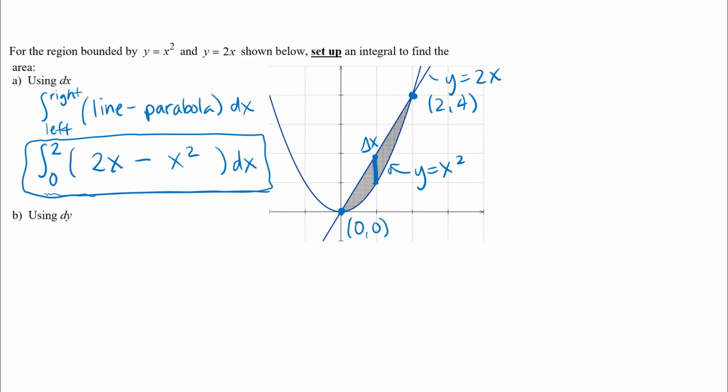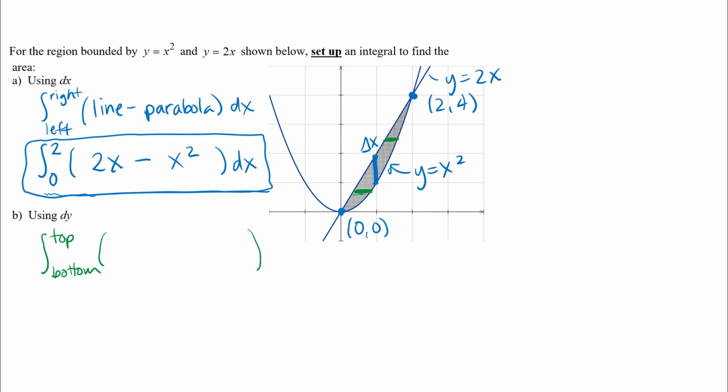All right, and then if I want to do the same problem but using a dy integral, I would be thinking about partitioning in the y direction. So I'd end up with these little thin rectangles that would go across the region. So my partition is in the y direction. So for that dy integral, we're going to let my y go from my lowest y value, so that would be at the bottom, to the highest y value, that would be at the top.